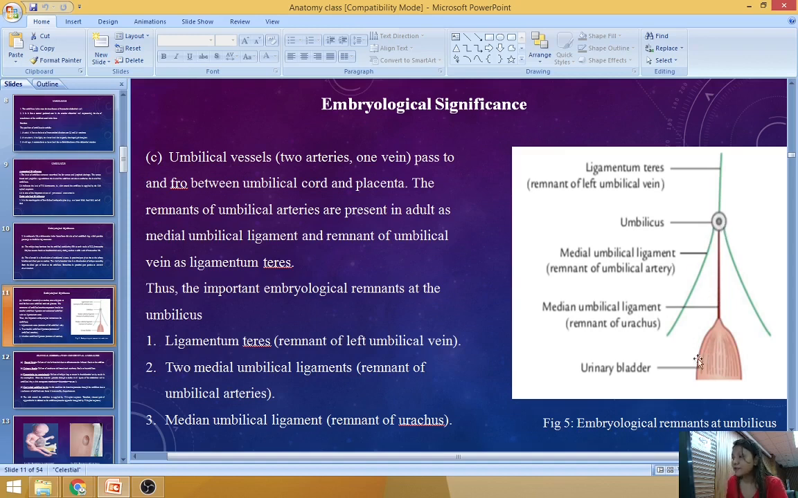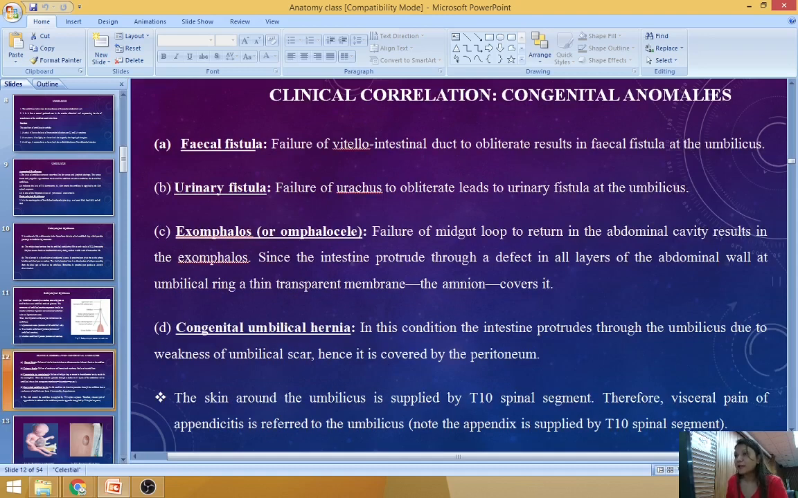Similarly, in fecal fistula, there is a thing called the vitellointestinal duct which is not shown here. If it is connected to the umbilicus, the stool will come out from the umbilicus. These are the congenital anomalies. Number 3 is the exomphalos or omphalocele. It is the failure of the midgut loop to return to the abdominal cavity that results in exomphalos.